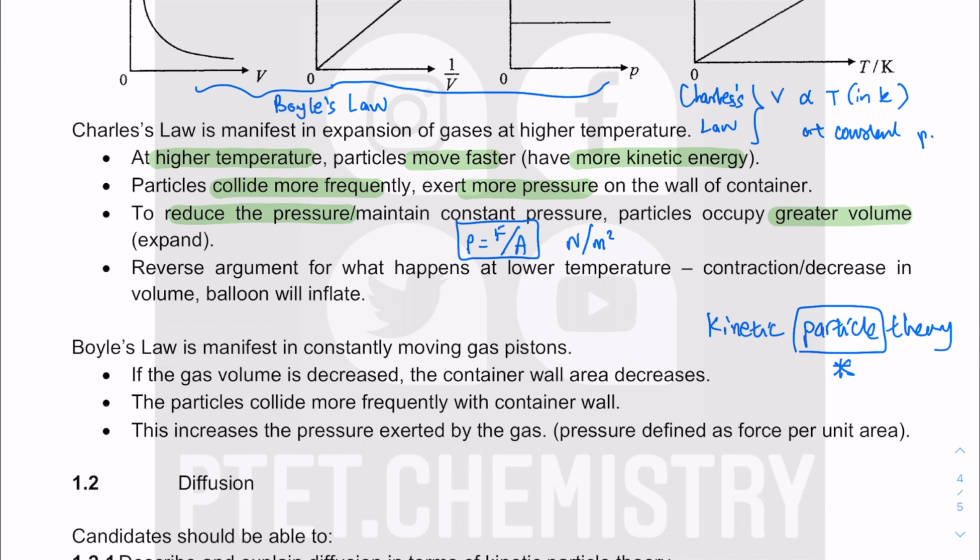Anyway, Boyle's law on the other hand has to do with the gas volume decreasing. For example, when you have a piston, one of those gas pistons or gas syringes that can move along, increasing or decreasing the volume inside the piston. Again, it's to do with collision, it's to do with the pressure. Pressure, as I mentioned, is force per unit area. So when you decrease the volume of a gas, you also decrease the container wall area, and therefore they collide more frequently. Colliding more frequently means they exert more force over the same area, and therefore this will increase the pressure. All right.